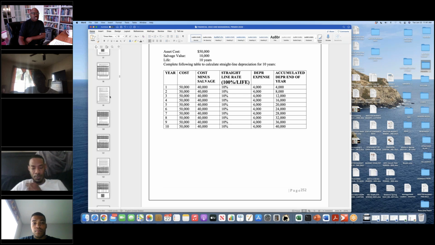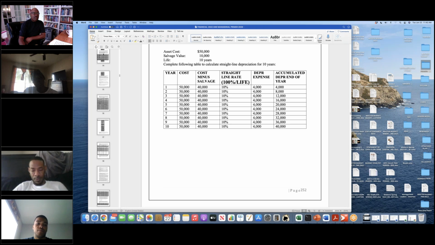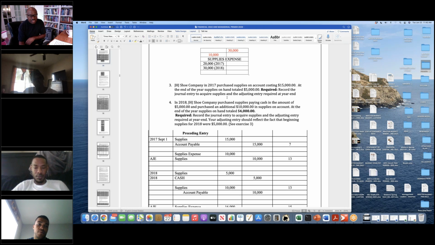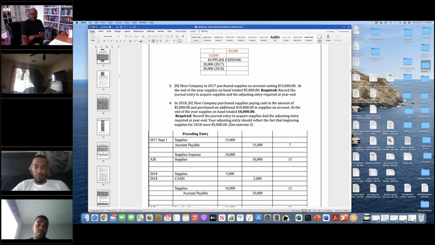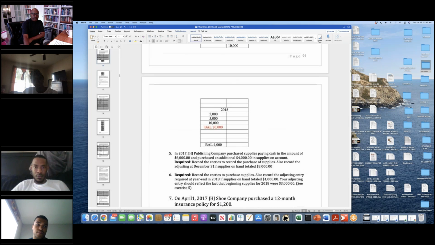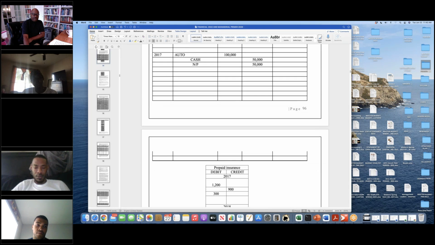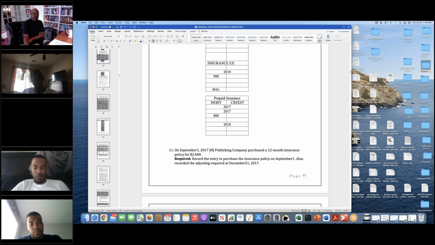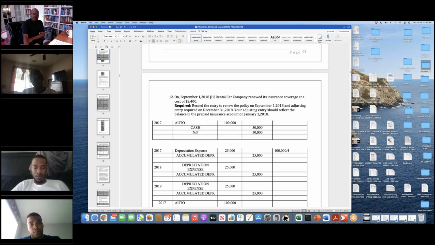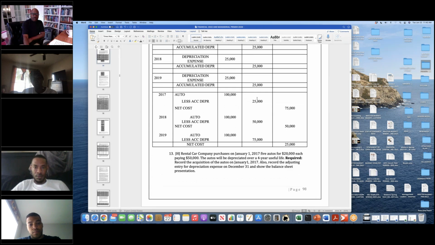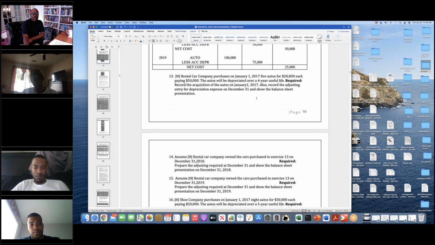Let's see if we can get back to these adjusting entries. Okay, so we're dealing with the final prepaid expense. So we're familiar with this. Do you have 13.5 autos at 20,000? If not, just move to the one that has the 5 autos.